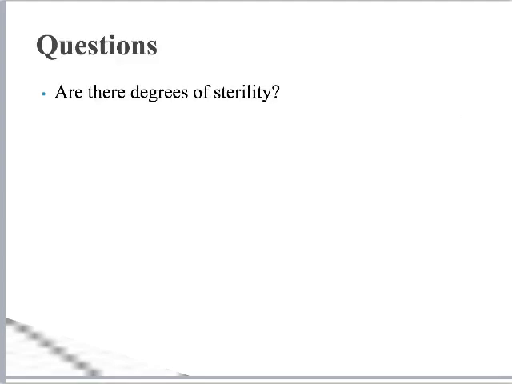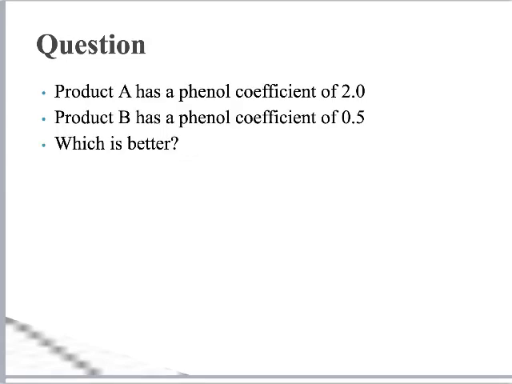Okay, so I have a couple little practice questions. One of them says, are there degrees of sterility? No. Sterility is like either you're sterile and you don't have any organisms on you, or you're not sterile. There's no gray in sterility. It's a yes or a no. And then this question is asking about phenol coefficient. Product A has a phenol coefficient of 2 and product B has one of 0.5. Which one's better? A is better because it has a higher number.